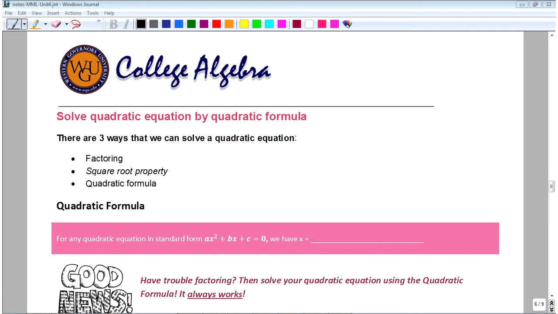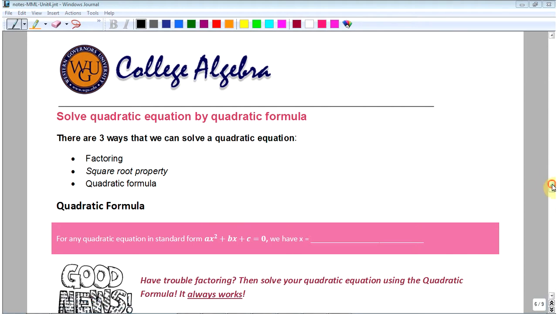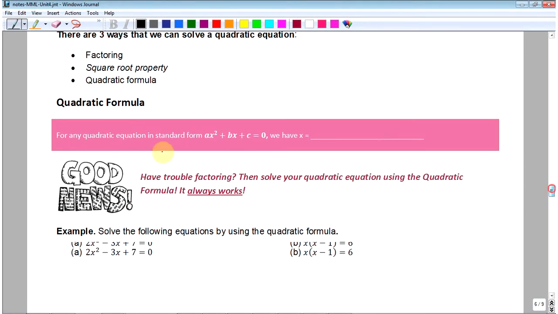There are three ways that we can solve a quadratic equation: by factoring, by the square root property, and by using the quadratic formula, which we're going to cover in this lesson. For any quadratic equation in standard form, ax squared plus bx plus c equal to 0, we can find the solution for x by using this formula.